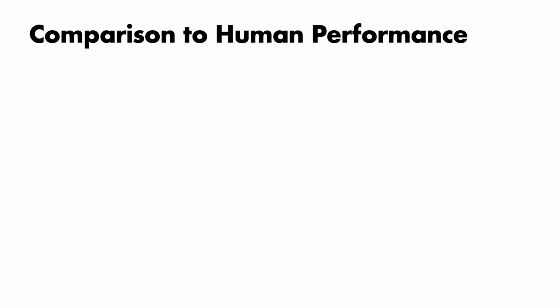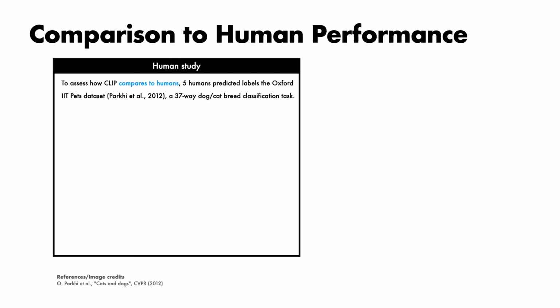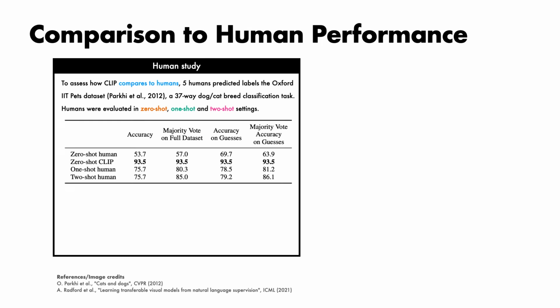To see how CLIP predictions compare to those of humans, human predictions were gathered on the Oxford IIIT Pets dataset, which is a 37-way dog and cat breed classification task. Humans were evaluated in zero-shot, one-shot, and two-shot settings. Here are the results. The columns with the term guesses in the title exclude predictions for which humans say, "I don't know," as their answer.